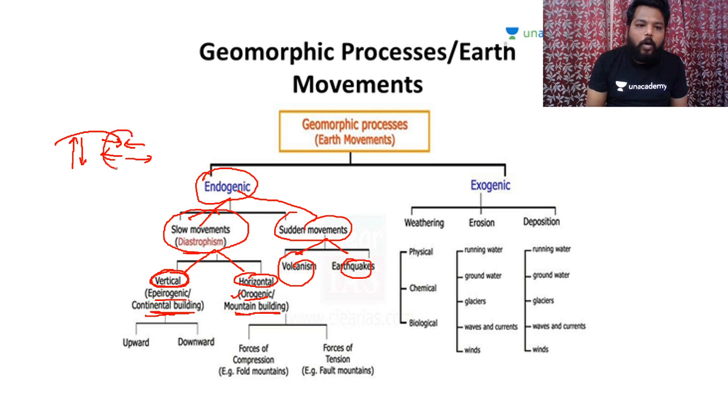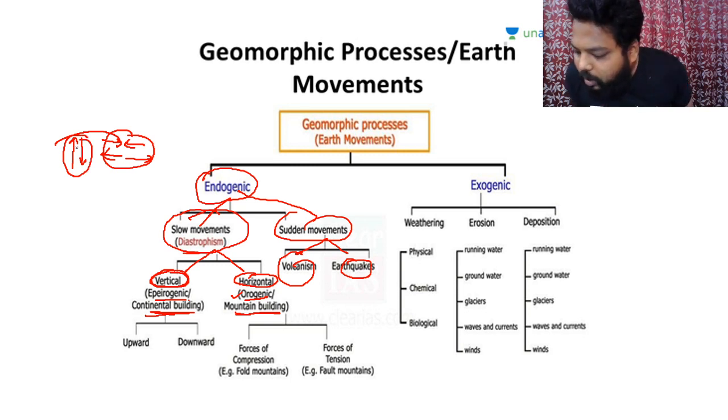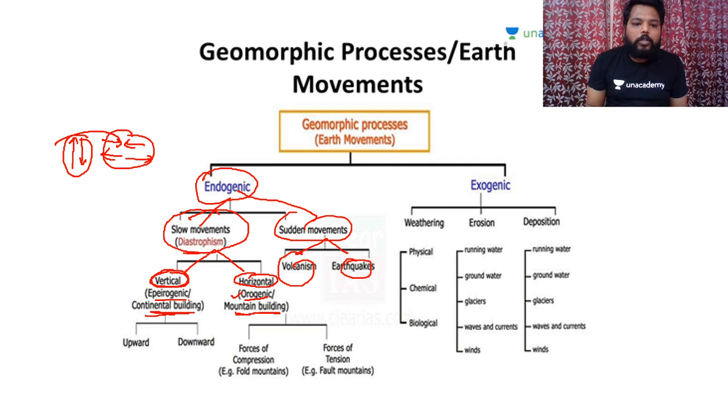So these are orogenic movements, which act horizontally on the earth surface, and vertical movements, which act vertically on the earth surface. Please do remember this. Clear? These horizontal and vertical movements result in different processes on the earth surface. For example, first we will look at epirogenic movements.